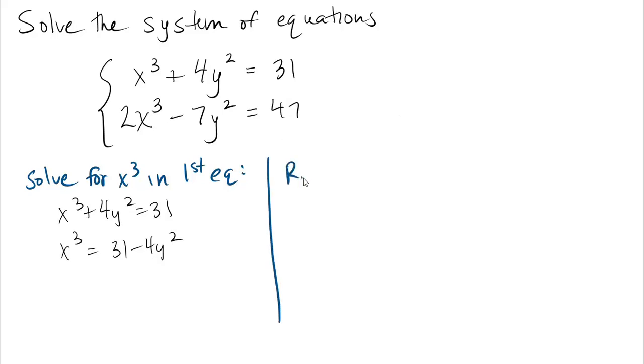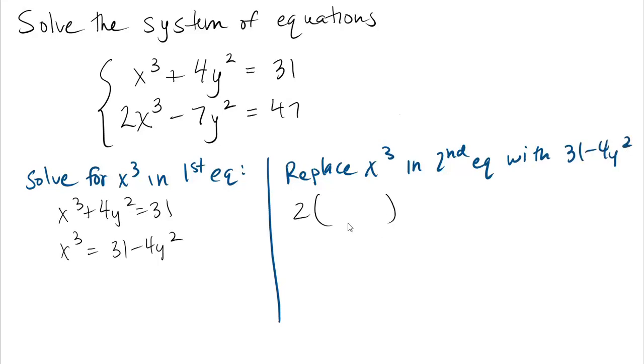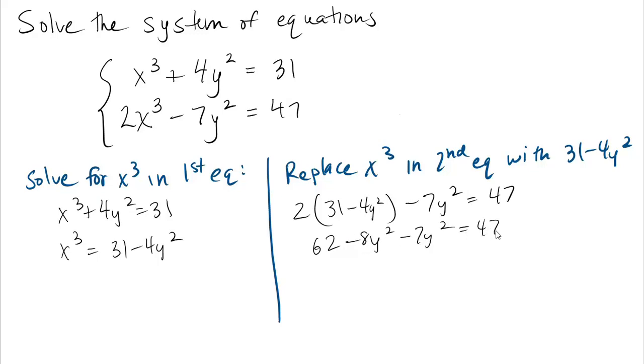So I'm going to replace the x cubed in the second equation with its equivalent from the first equation, which was 31 minus 4y squared. So instead of 2 times x cubed, I get 2 times (31 minus 4y squared) minus 7y squared equals 47. Distributing, I get 62 minus 8y squared minus 7y squared equals 47. Collecting like terms, I get negative 15y squared plus 62 equals 47.